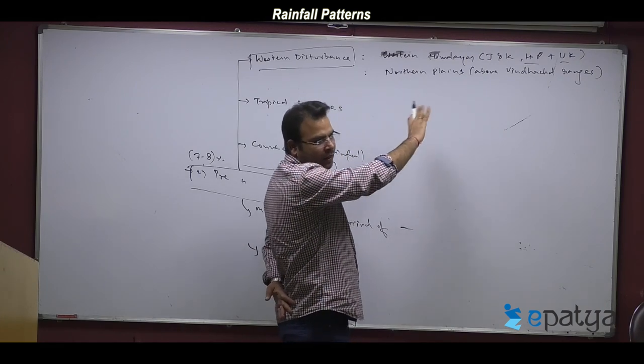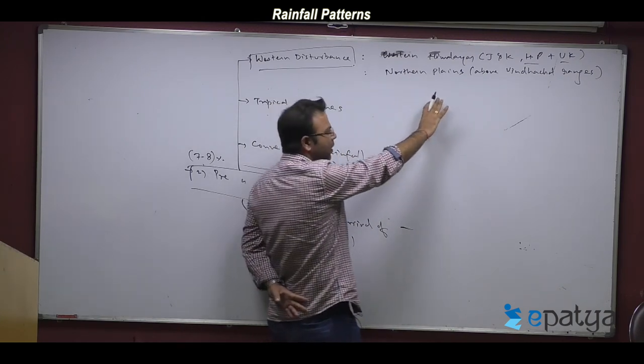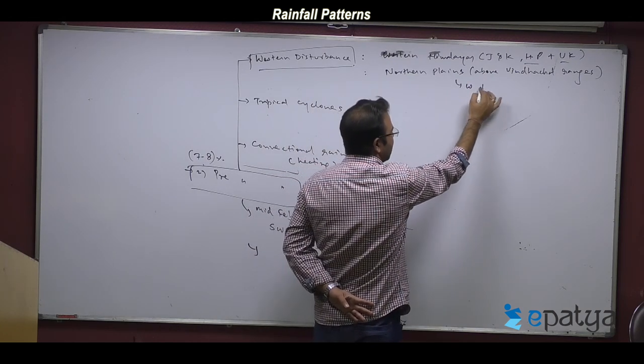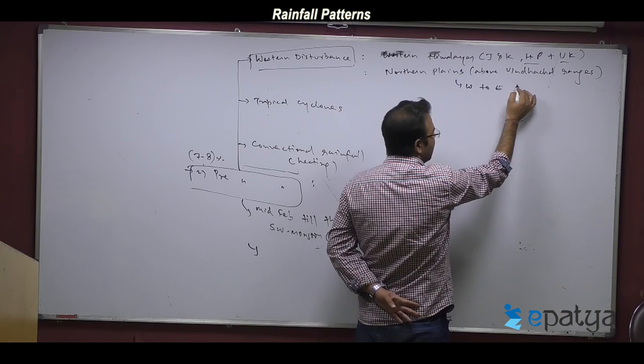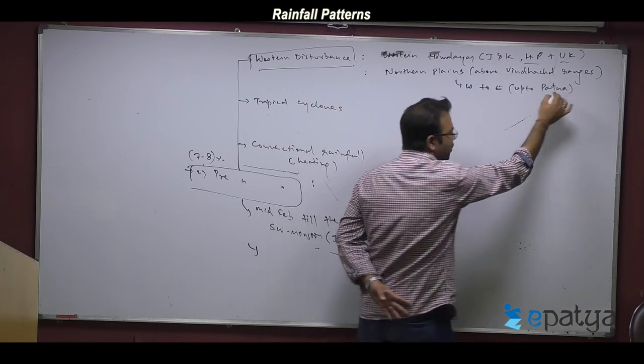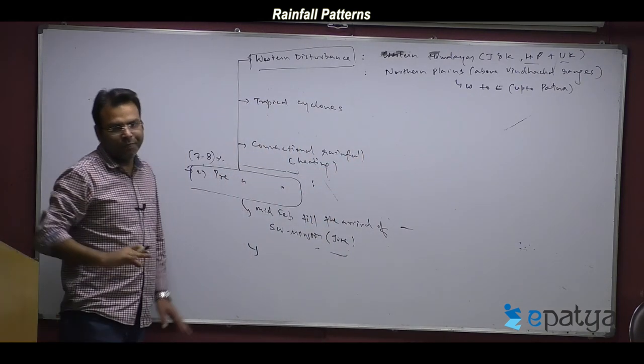Delhi, Haryana, western UP, Bihar up to Patna. So this rainfall is from west to east up to Patna, because after that the source of moisture is absent.